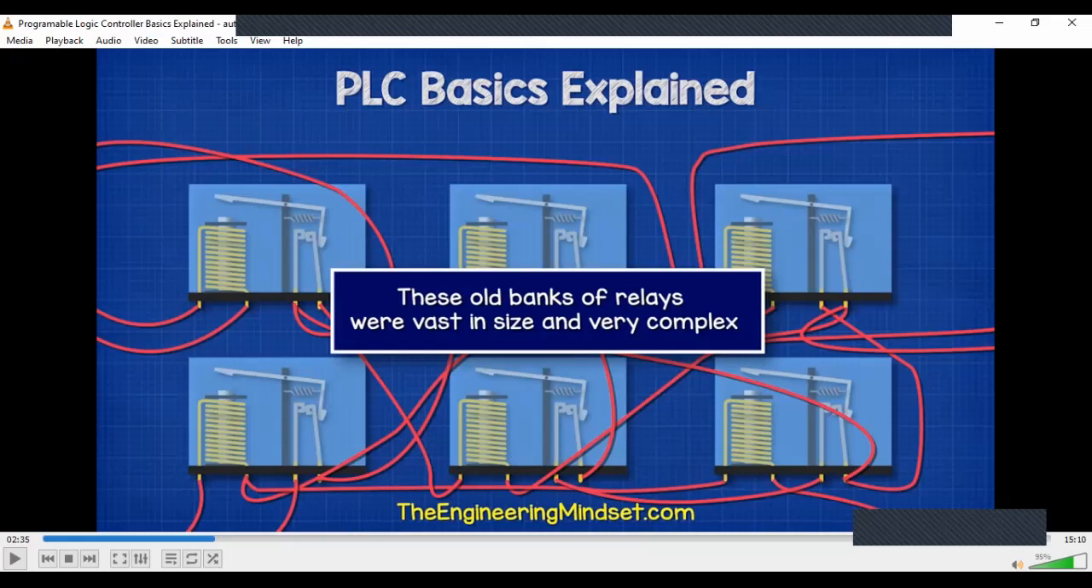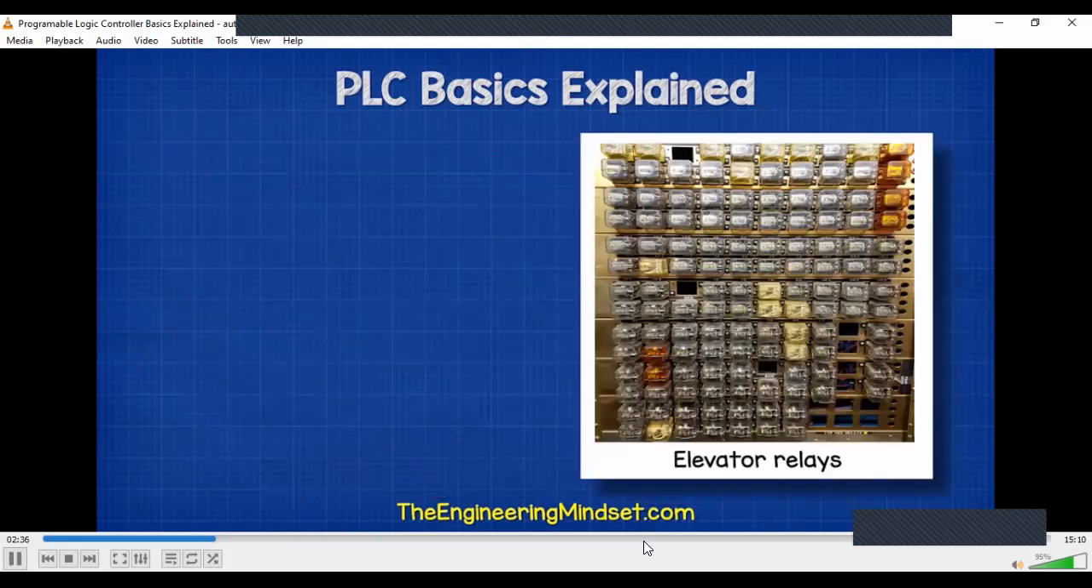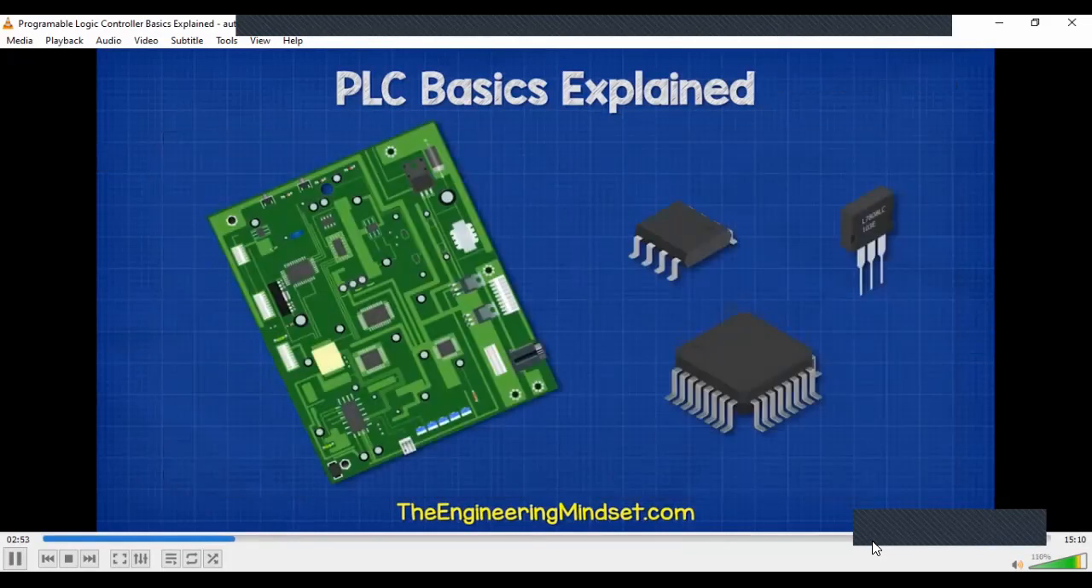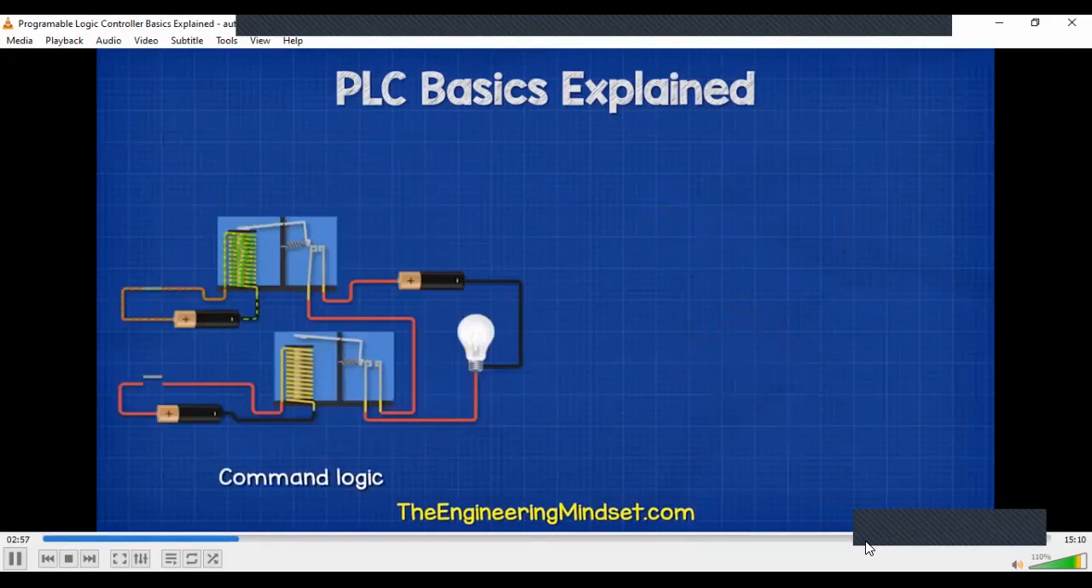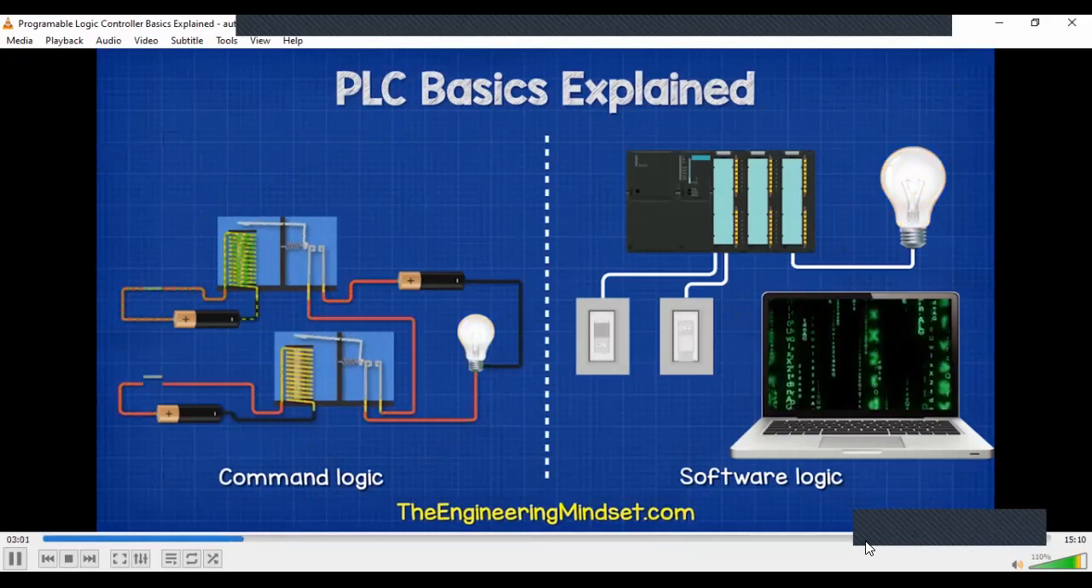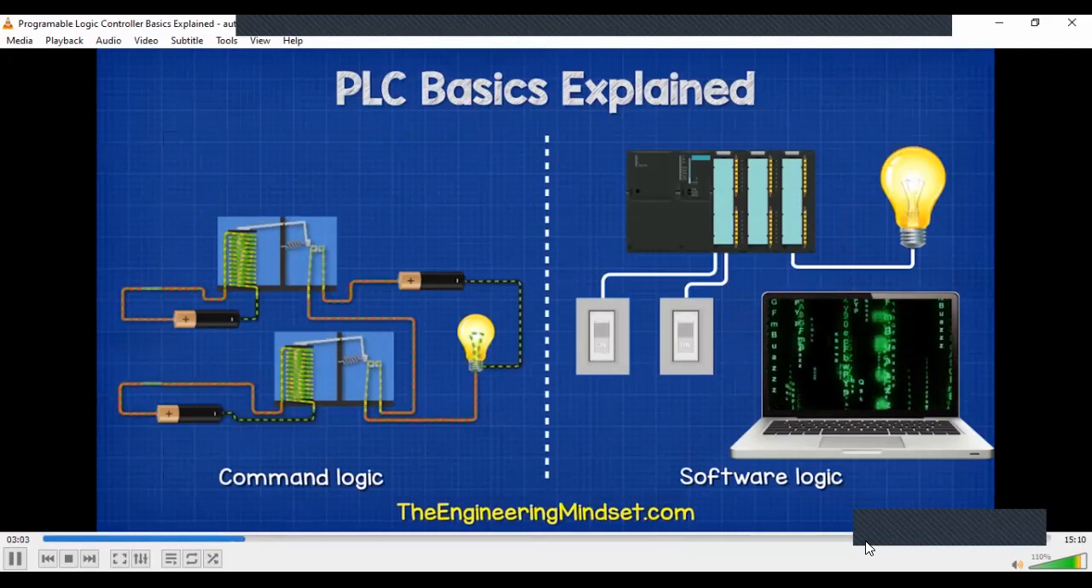Okay, that's what we mean by that. This is an example of an elevator relay bank. And this is the relay bank from an old electrical substation. As you can imagine, these are not going to be easy to change, and finding faults can be difficult and very time consuming. With the invention of solid-state electronics and microchips, the command logic part of the banks of relays could be replaced with software logic, and so PLCs quickly took over.